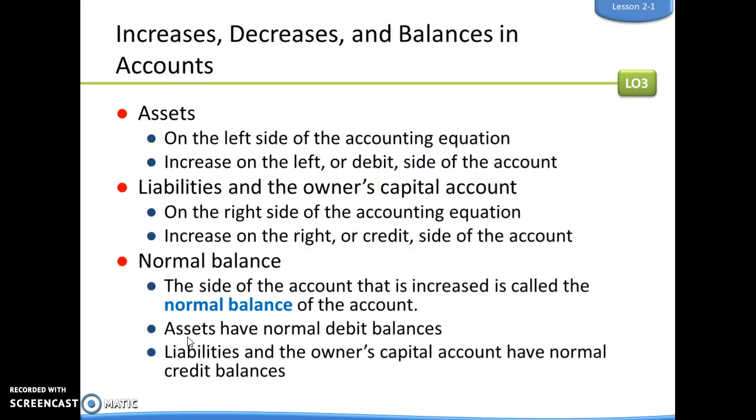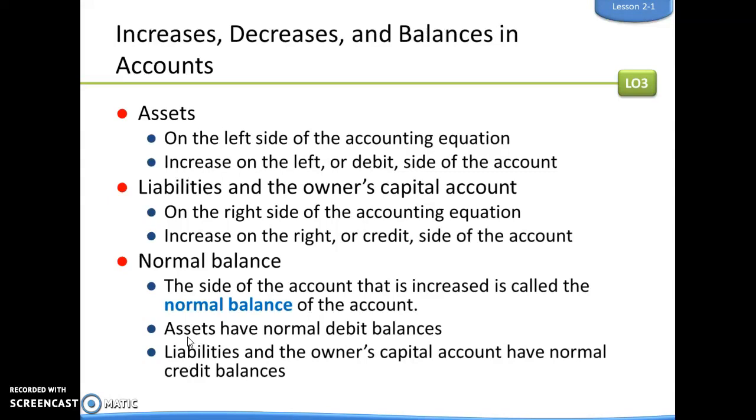Okay, we're talking about increases, decreases, and balances in accounts. Assets. The assets are on the left side of the accounting equation, and they increase on the left or debit side of the account. Okay, so if we received cash, that means we gained cash, right? So that means the cash account or the asset of cash would increase on the left side or the debit side.